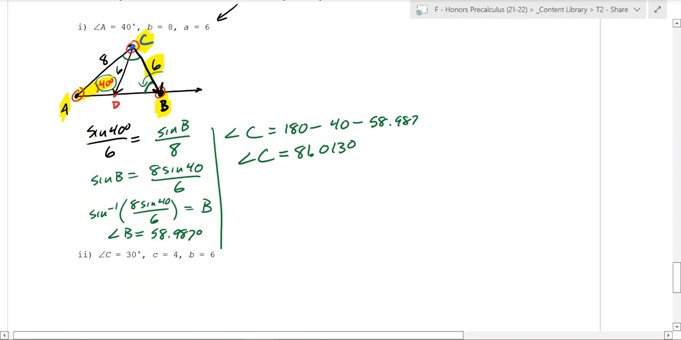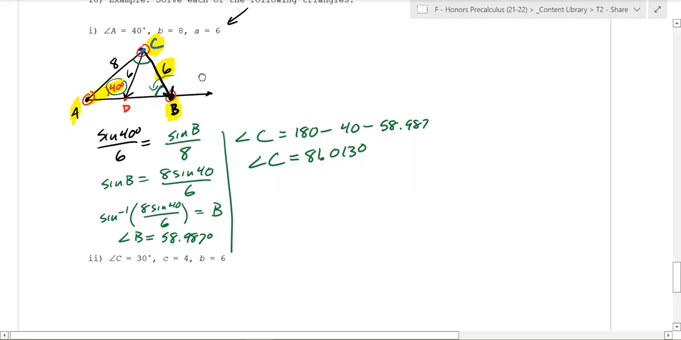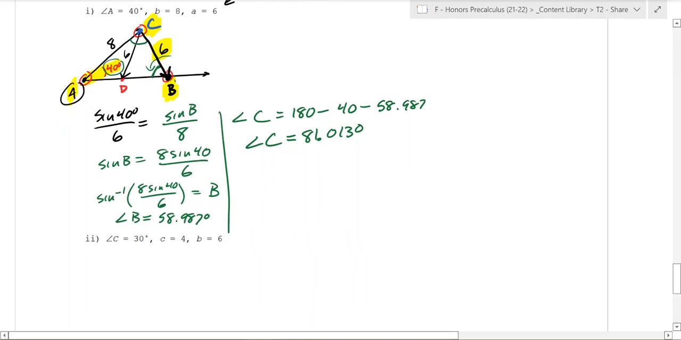The last thing we need to do, though, is find the base here. We need to find the distance from A to B, the vertex A to vertex B, and we're going to do that with the law of sines. So let's call this whole thing right here C1, lowercase c1, because there's going to be two side C's.